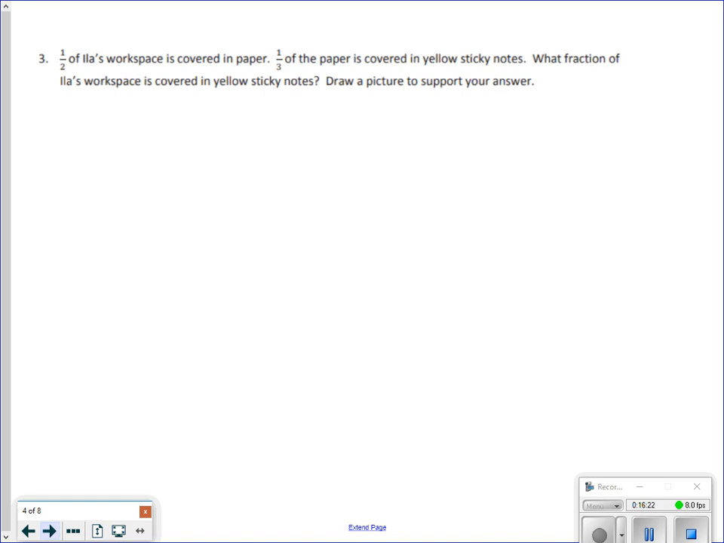So the workspace is covered in paper. 1/3 of the paper is covered in yellow sticky notes. What fraction of the workspace is covered in yellow sticky notes? Put the pencil in the hand, put the pencil on the paper, solve the problem.